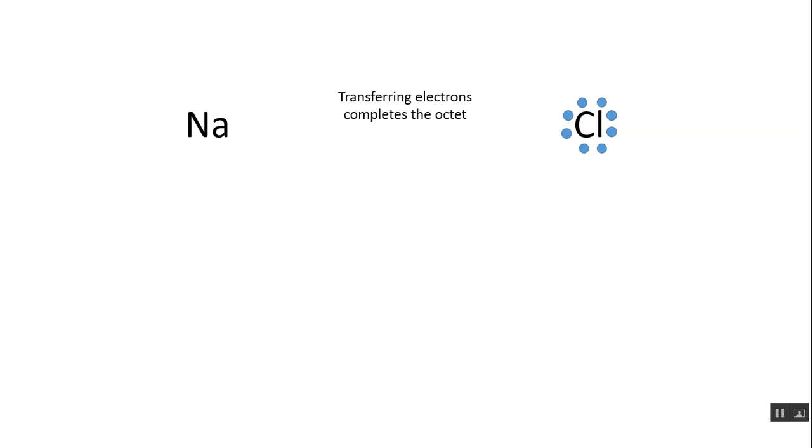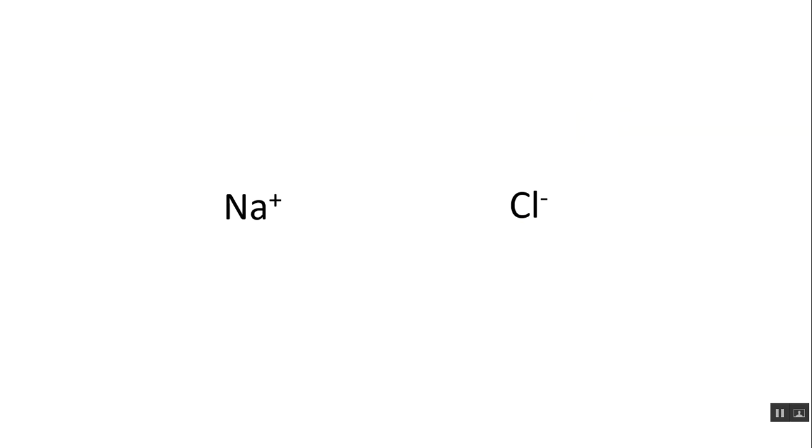Because of this transfer of electrons, sodium will form a +1 charge because it lost 1 electron, and chlorine will form a -1 charge because it gained 1 electron. We call ions with a positive charge cations, and we call ions with a negative charge anions. Because these two ions have opposite charges, they will be brought together through a process called electrostatic attraction. Basically it's the same idea you're used to with a positive and negative magnet being attracted to each other.